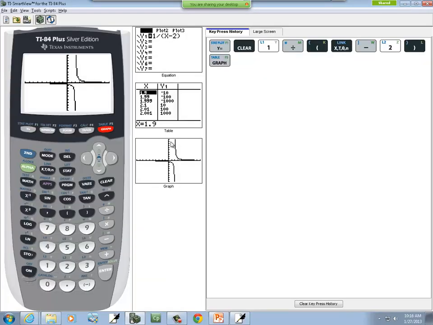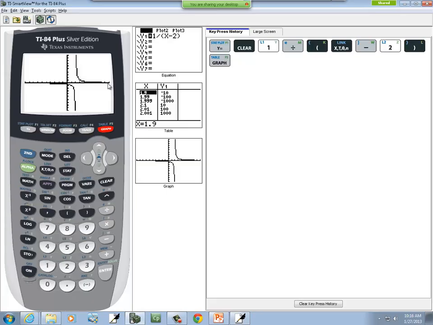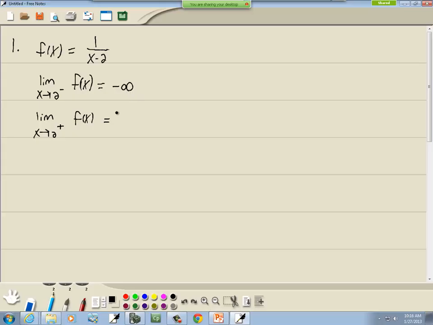Okay, well, from the left-hand side, so I'm coming from the left-hand side, getting closer and closer to x equals 2, you see it's going down forever. So my y value is going to negative infinity. Now I come from the right-hand side, getting closer and closer to x equals 2, you see the y values go up forever. So it's going to positive infinity. And those will be your answers.